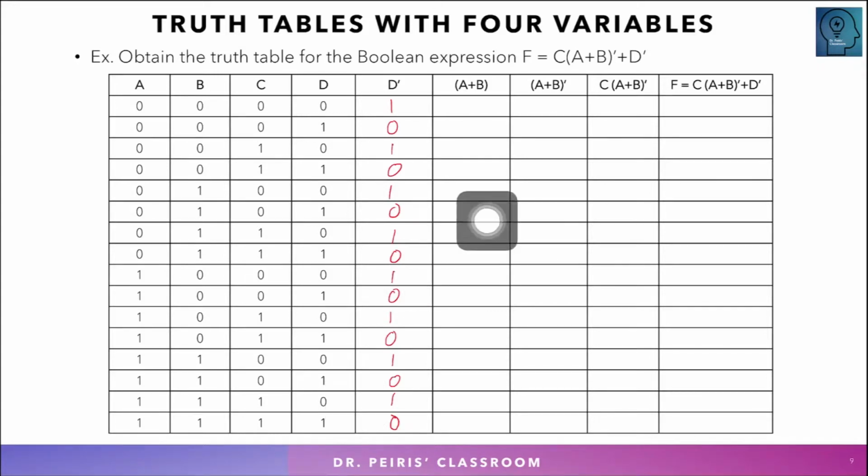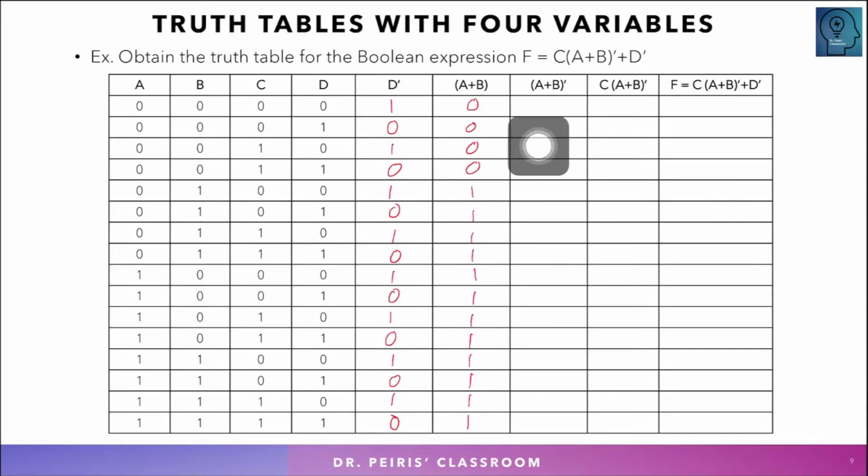Now the next one is the parentheses. Inside the parentheses we have A OR B. So between column A and B we do the OR operation. If at least one is 1, the output is 1. So first, both are 0. In the first 4 both are 0, so the output is 0. For the next 4, B is 1, which means the output is going to be 1. And for the next 8, A is 1. If A is 1, all of them are going to be 1.